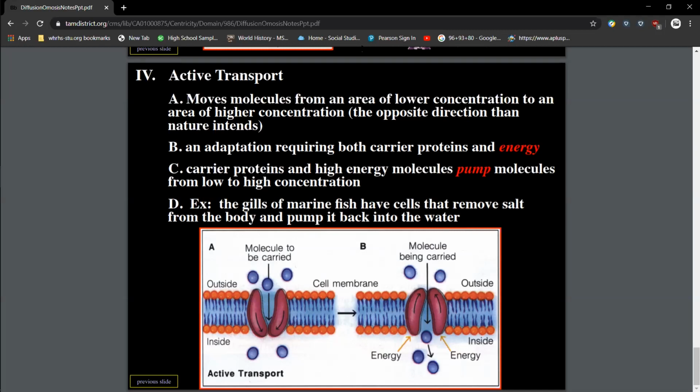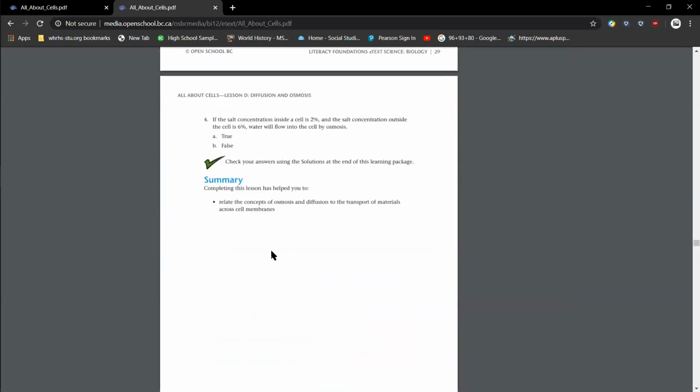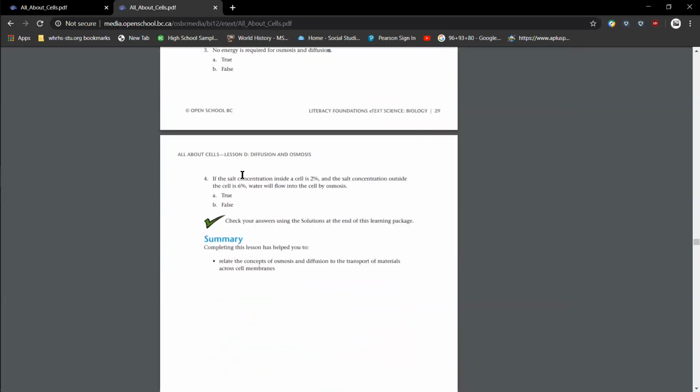So let's quickly go back to the quiz that we did before. I just want to make sure you understand. Do question 4 and tell me which area is hypotonic and which area is hypertonic.